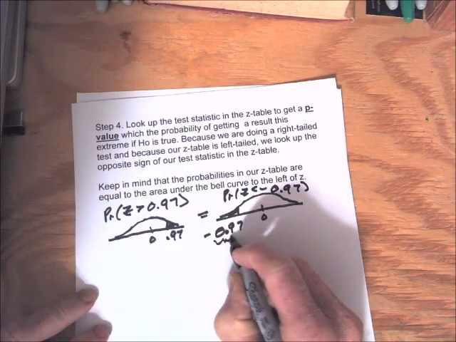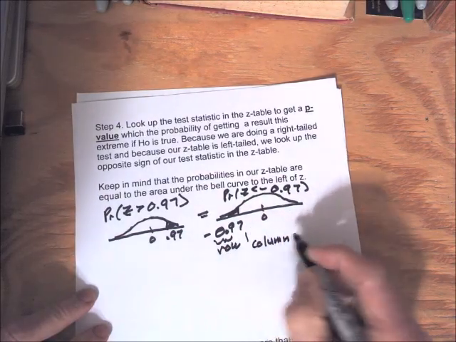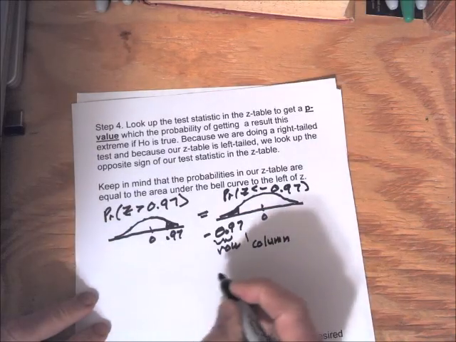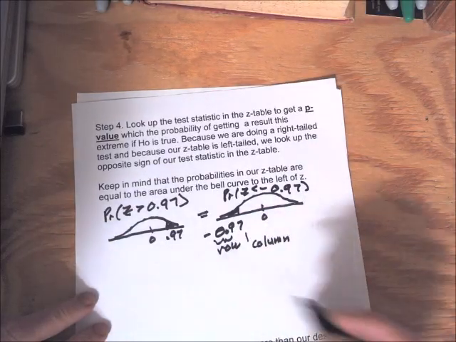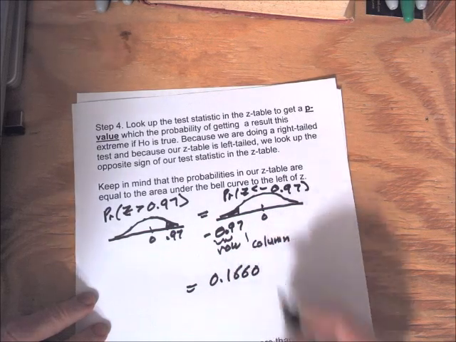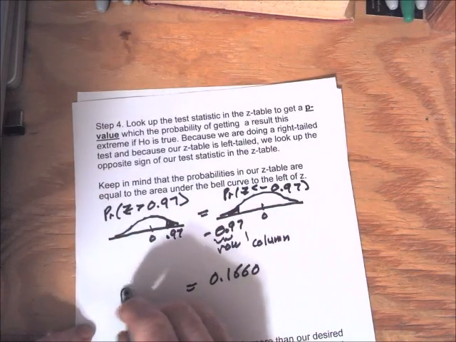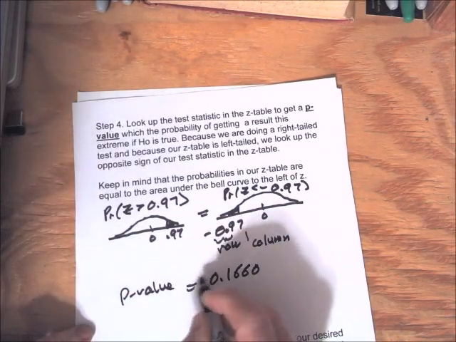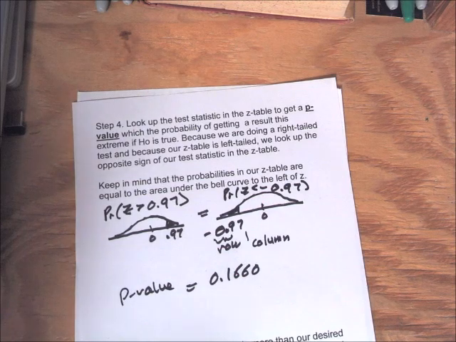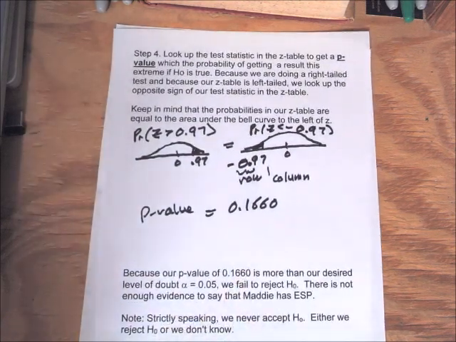So we want to look in row negative 0.9, column 7 of the z-table. We get 0.1660. So that's our p-value, and that's more than our desired level of doubt. Alpha is 0.05. So that means we fail to reject H naught. There's not enough evidence to say that Maddie has ESP.